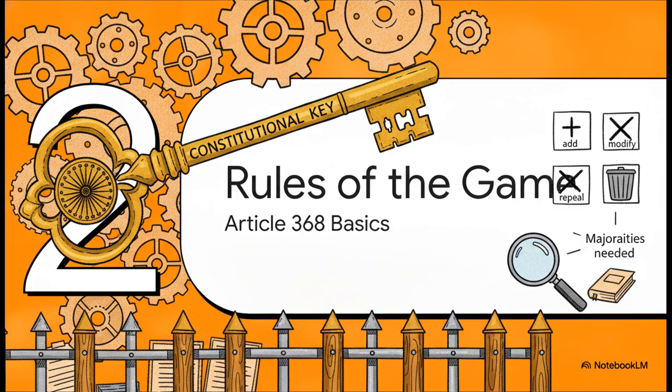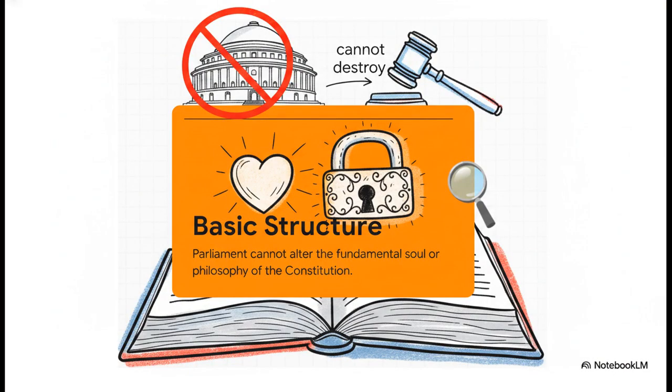Moving to Section 2, Rules of the Game, Article 368 and the Basic Structure. Before we get into any of the heavy parliamentary math, we have to talk about the ultimate guardrail. The crucial thing to remember is that Parliament is not supremely powerful. They can never, ever touch the fundamental soul or basic structure of the Constitution. This was cemented in the famous 1973 Keshavananda Bharti case. The Supreme Court basically looked at Parliament and said, look, you have a lot of power, but you didn't write the original document. You can't destroy its foundation. So certain core principles are permanently locked in.